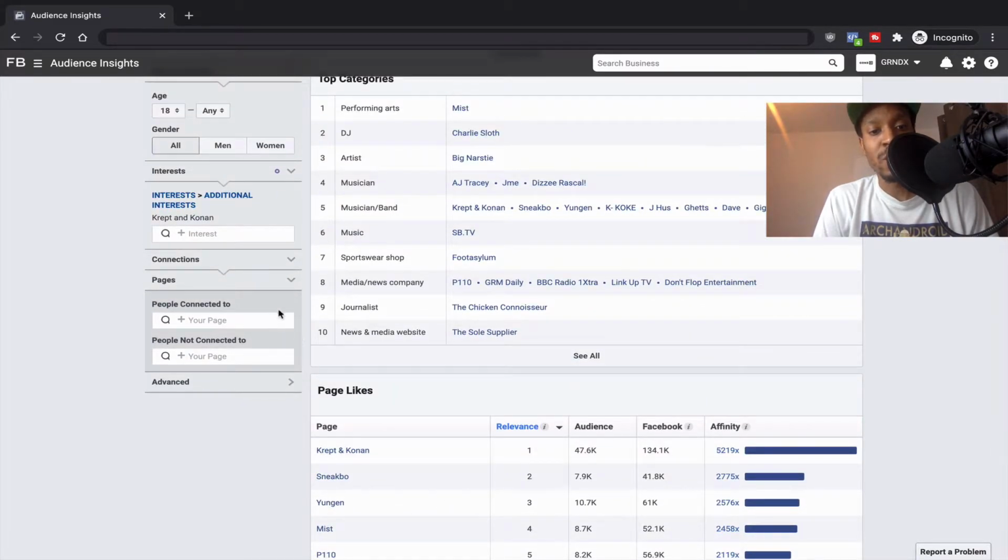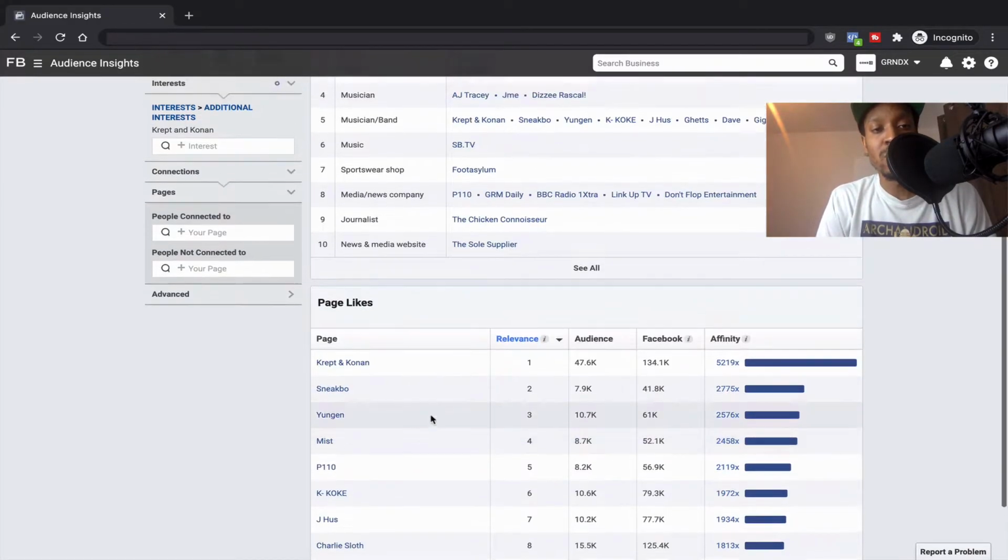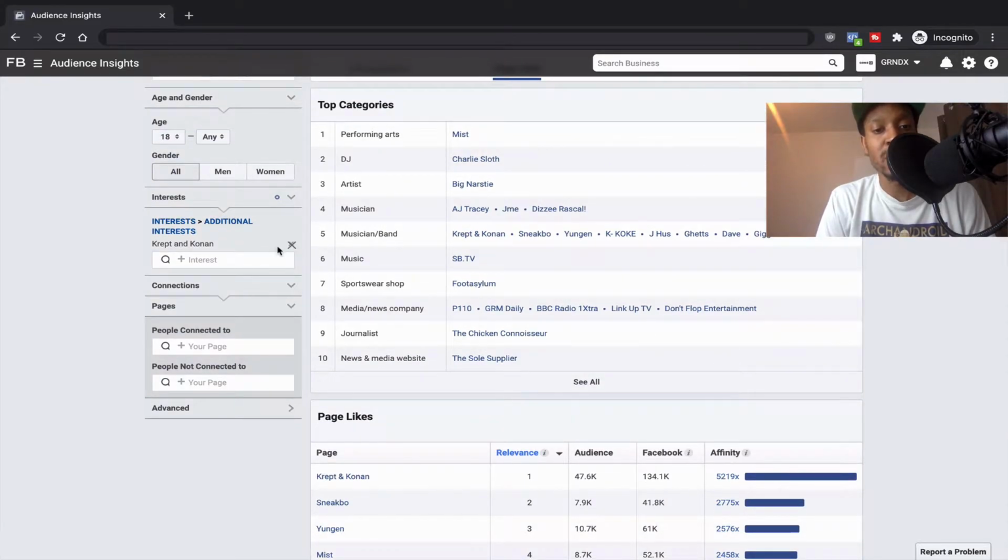So the next one we would type in here is, you can see Sneakbo's here again. So you would probably create a second list and you'll put Sneakbo in there, because the same people that listen to Krypton Conan are likely to listen to Sneakbo as well. But our main focus is gigs. And what you're trying to do here is build a list of artists that you know are quite similar.